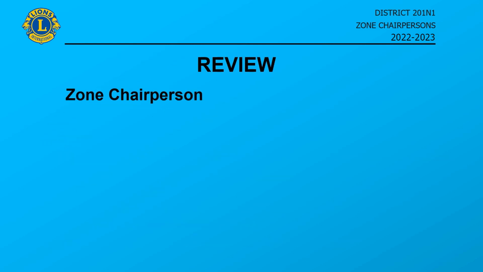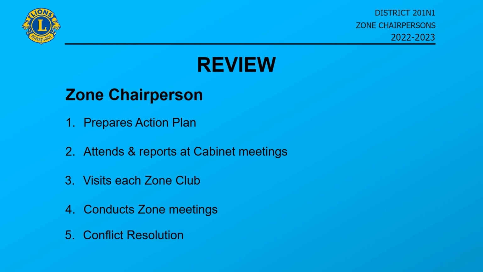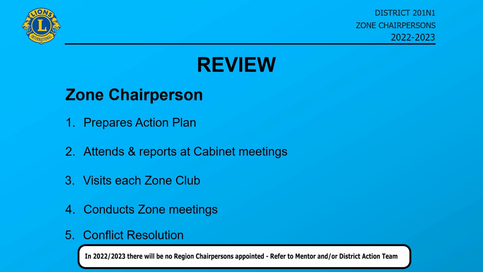Now, we can quickly go back and look over what we've considered. We've looked at the action plan, attendance and reports at Cabinet. We've considered visits to each of the zone clubs, once for the official governor's visit and also for the official visit of the zone chair themselves. And we've also considered all the matters that relate to the zone meetings. And then we finished with the tricky one, conflict resolution, and how that situation impacts on both the zone chair and the region chair as well as others.